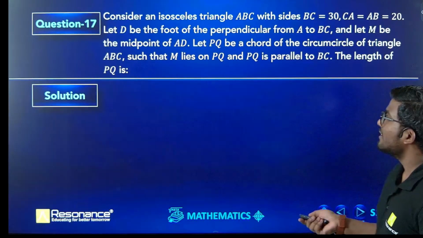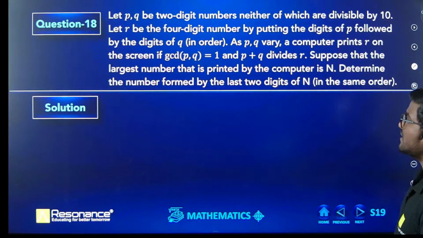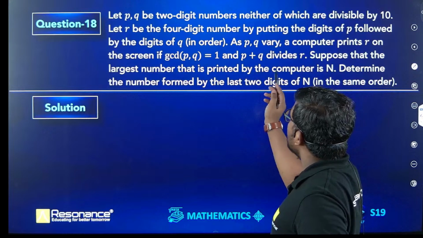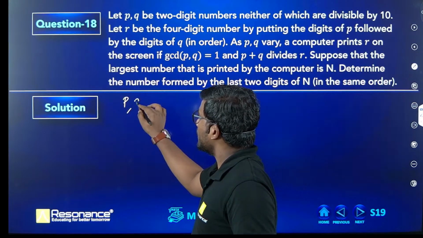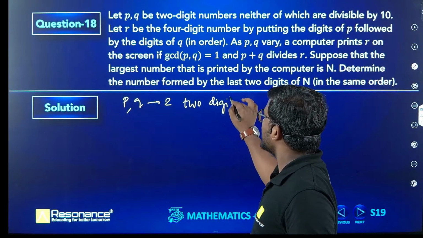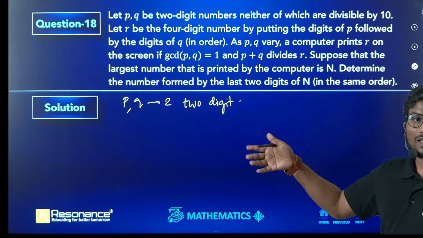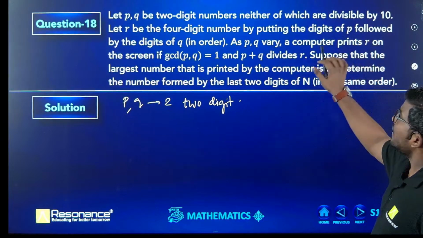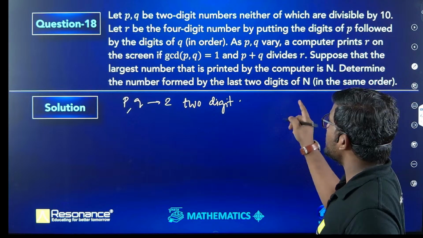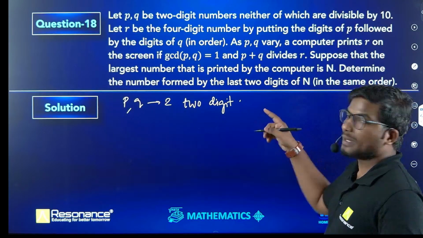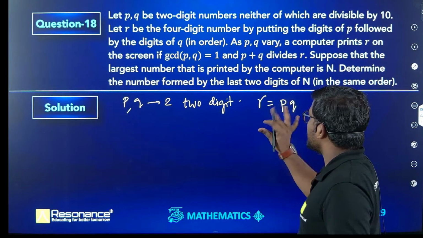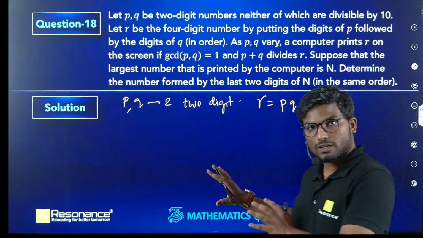Hello, I'm back. So we'll move to the next question, where we're given that P, Q are two-digit numbers. We're also given that none of them are divisible by 10, so they're not divisible by 10. And R is the four-digit number formed by putting the digits of P followed by the digits of Q in order. So R is a number where the digits of P and Q are put side by side in order.